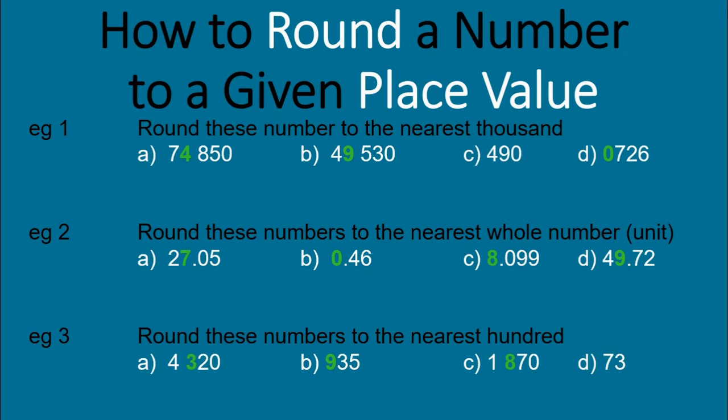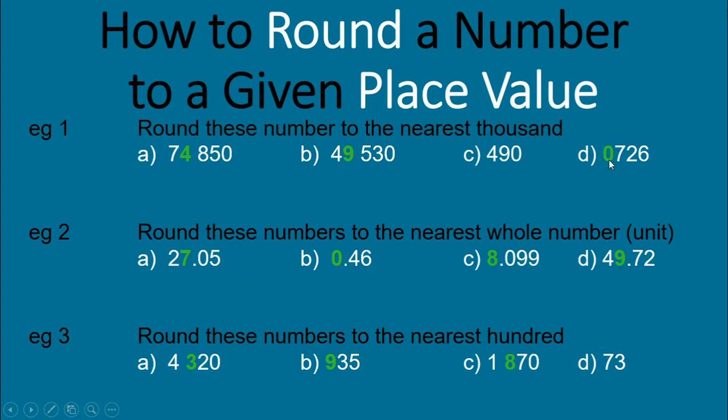Now notice, to make this easier for you, I've highlighted the place value that you're rounding to in green. See if you can do that for yourself, and then we'll take it up in just a second. Notice that when we get to C of example 1, there is no number in the thousands position. That means there's a 0 there. So a 0 with a 4 next to it, does it round up or does it stay the same?